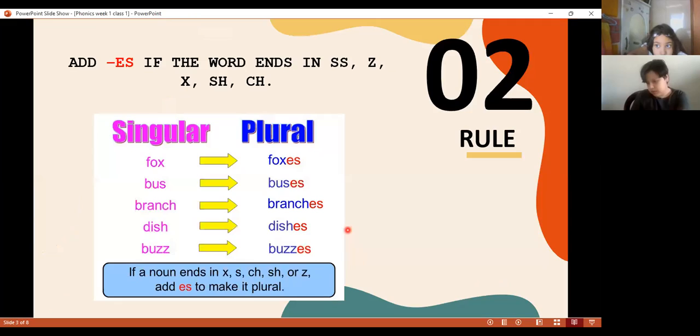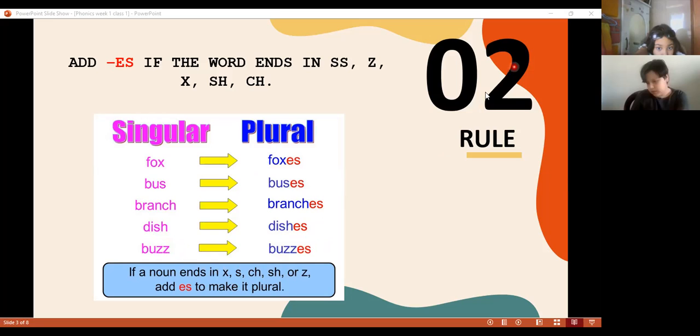Now we have another way to write the plural. Rule number 2, what it says. Add ES if the word ends with SS, Z, X, SH, and CH. Like this. Look at this. Fox. It ends with letter X. So we say foxes. We add the ES. Bus, buses. Branch with CH, branches. Dish, it ends with SH. So we say dishes.